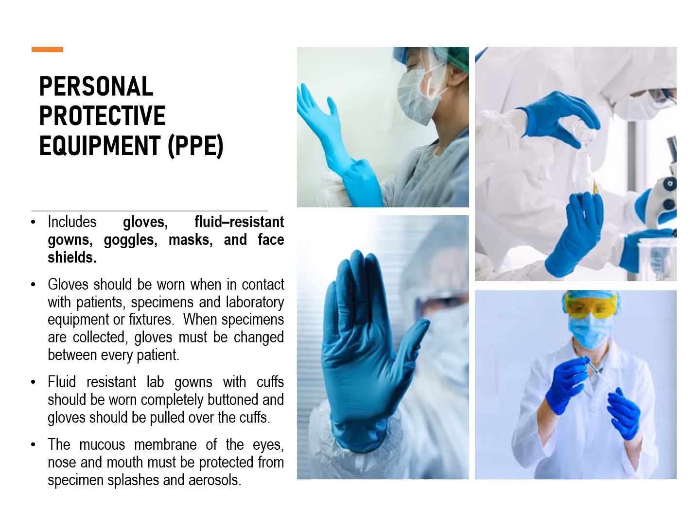Next, we have fluid-resistant laboratory gowns with cuffs. It must be worn completely buttoned, and gloves should be pulled over the cuffs. Okay, and then the third one is our face shields, our masks, and goggles. These materials protect our mucous membrane of the eyes, nose, and mouth from specimen splashes and aerosols. So again, if you do not have your personal protective equipment, you cannot process any specimen inside the laboratory.